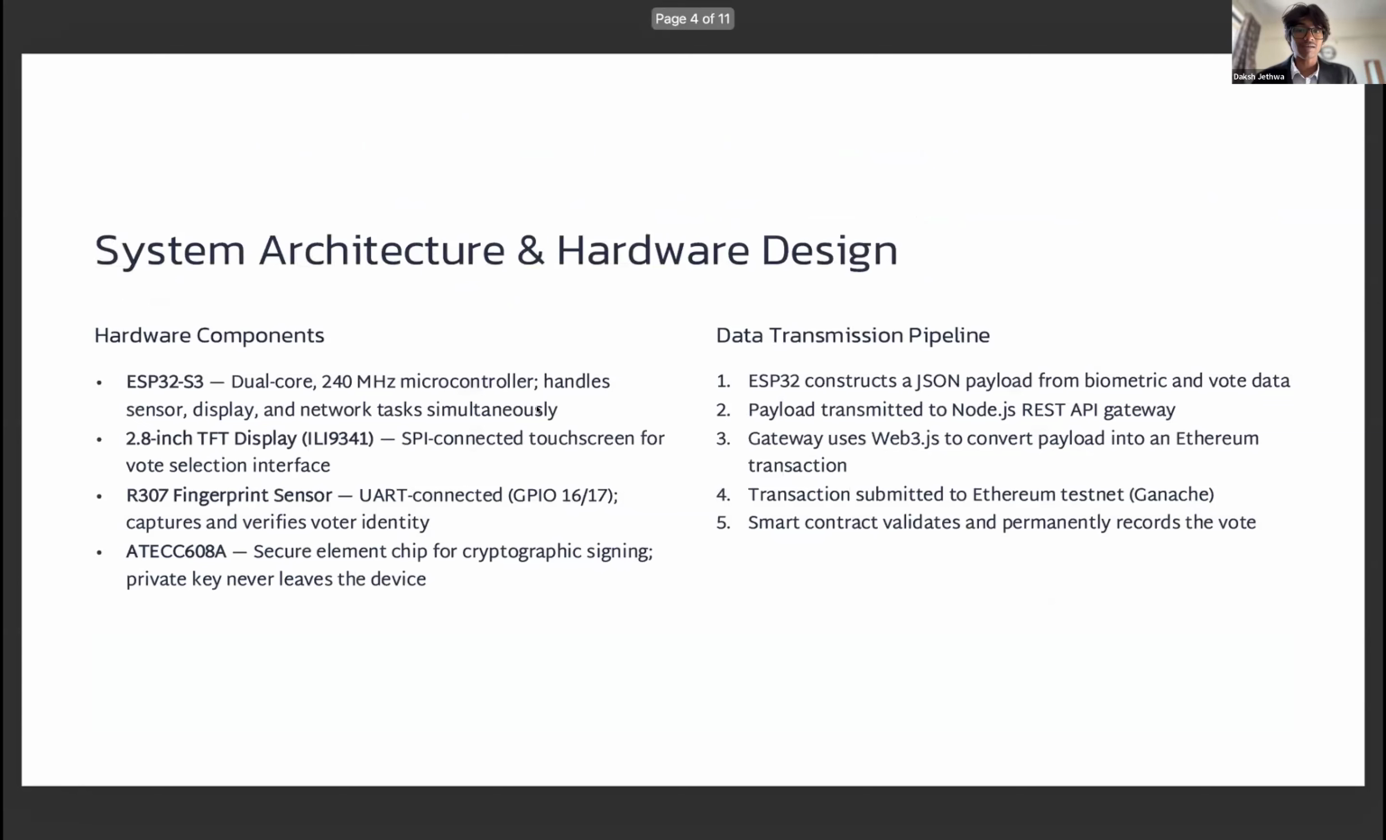Let's walk through what actually happens when a person casts a vote. A voter walks up to the kiosk and places their finger on the sensor. The system verifies their identity, captures their vote, and securely processes it. The ESP32 microcontroller constructs a secure payload, which is then transmitted and recorded as a blockchain transaction. In essence, each vote becomes permanent, tamper-proof, and publicly verifiable.